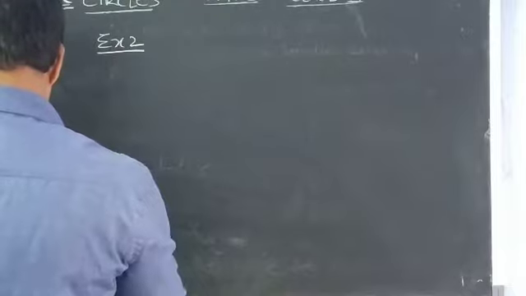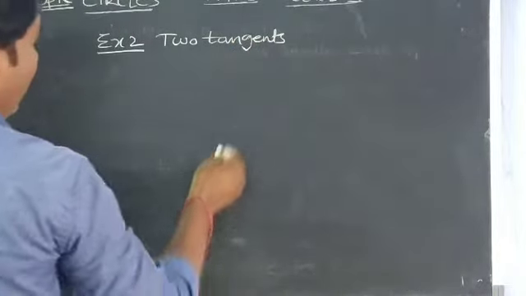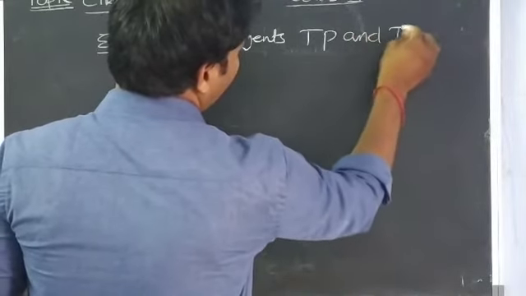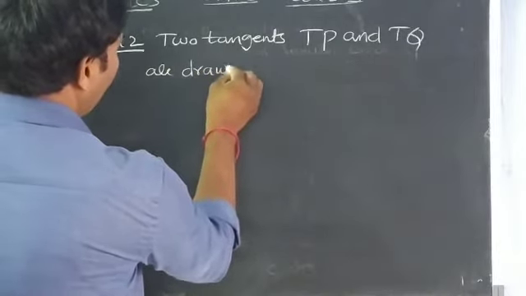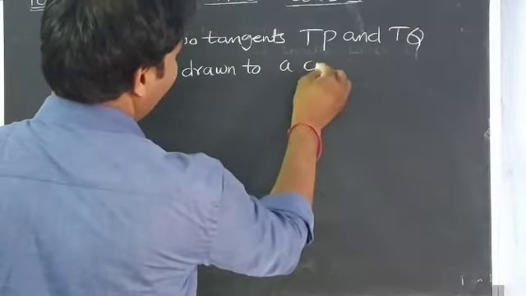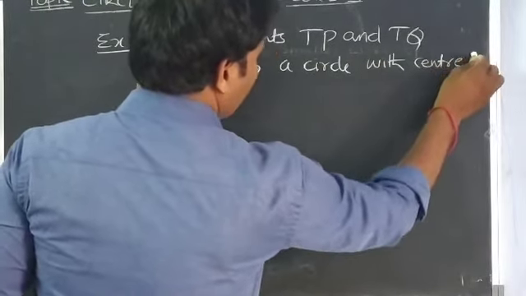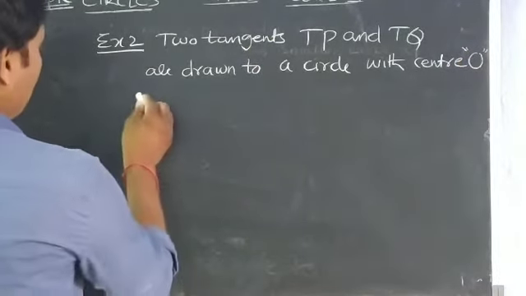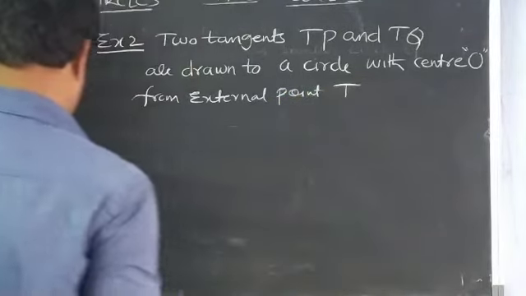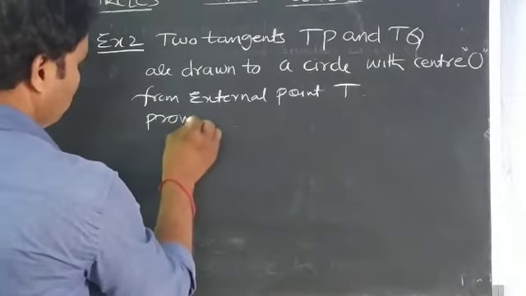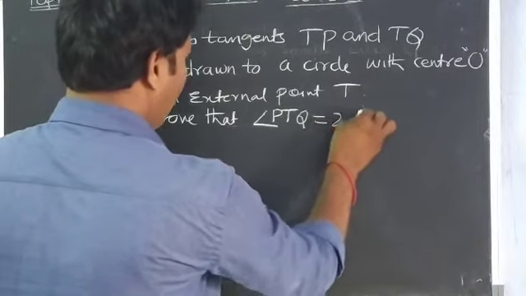Example 2. Two tangents TP and TQ are drawn to a circle with center O from an external point T. Prove that angle PTQ is equal to 2 of angle OPQ.